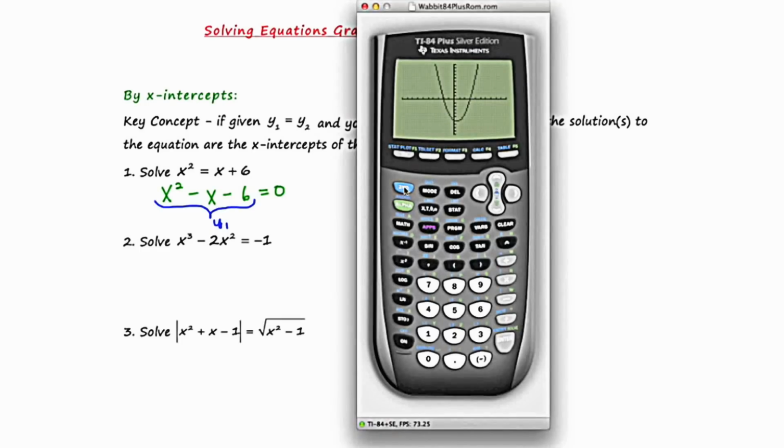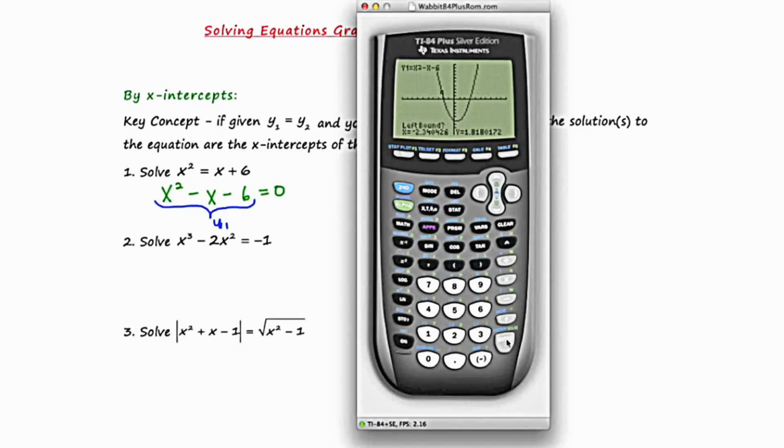You're going to press second, trace, and then press option 2, which is zero. A zero is another word for a solution to the equation. So we're going to press option 2, and there are going to be 3 prompts. The prompts will be left bound, right bound, and guess. Left bound means move the cursor somewhere to the left of that zero. And right now the cursor is slightly to the left of that desired x-intercept.